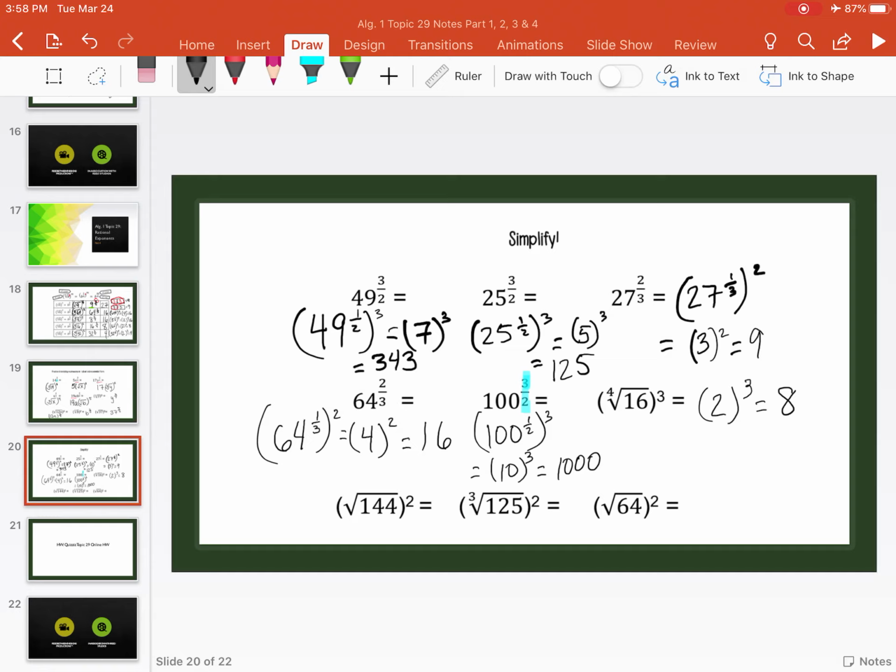Now notice we talked about this actually in part 1. We know the square root has a root of 2. Now when we have a square root and it's raised to the 2nd power, they cancel each other out. So what we're left with is really just the number under a radical, which in this case is just 144. So they cancel out.